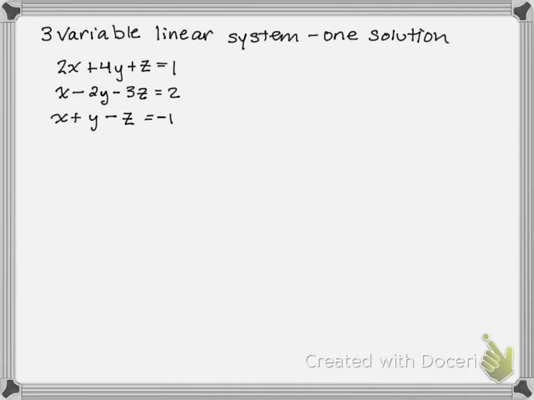This is a three-variable linear system problem, and we are looking at three equations, three variables. When we solve this system, the solution will be a point with three coordinates, an x, y, and z coordinate. The process, as I'm going to begin it, is with numbering each of these equations. Number them equation 1, 2, and 3.